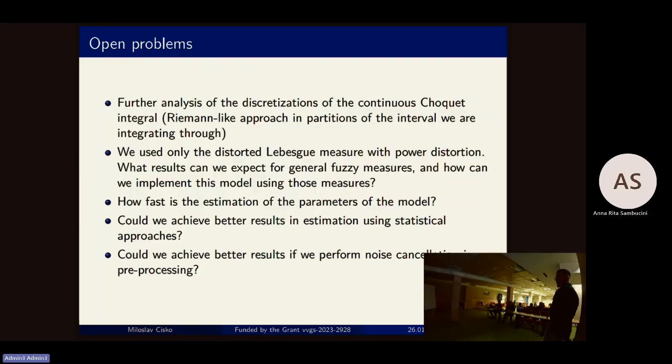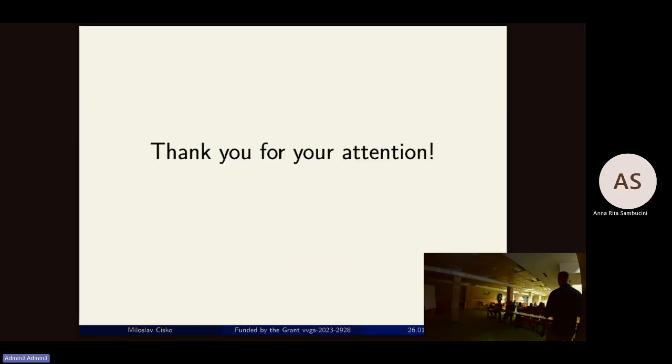And the last question, as I said before, is whether we could achieve better results if we did some noise cancellation in pre-processing. Because if we are measuring something, there is usually some noise. So thank you for your attention.